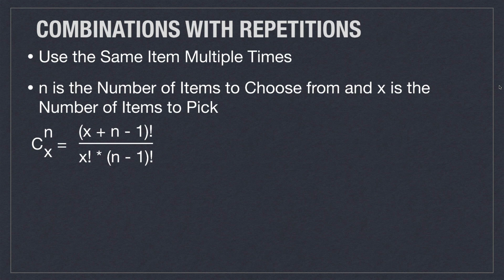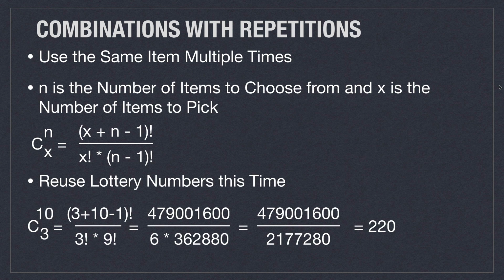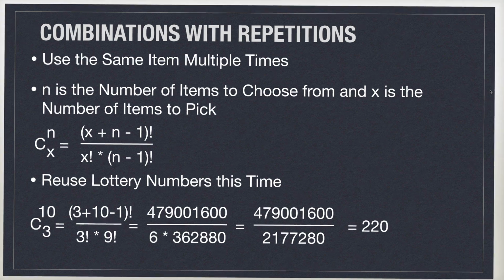We can also find combinations with repetition. And you can see here the same exact formula we had before, where N is the number of items to choose from and X is the number of items to pick. This time, we're going to calculate the number of lottery combinations with repetition, and we can see that the total number of combinations jumps up to 220 because after we go and pick a ball, we throw it back in and we dramatically increase the odds that we could pick it again.